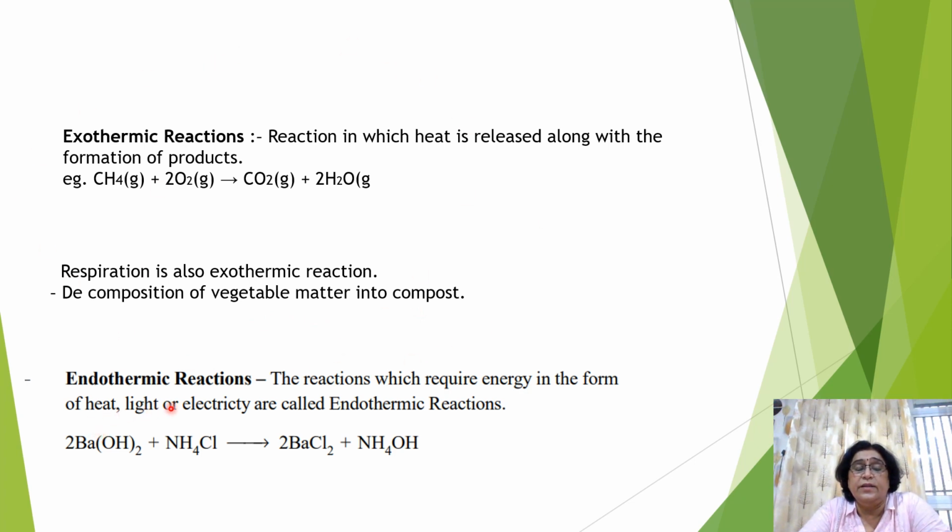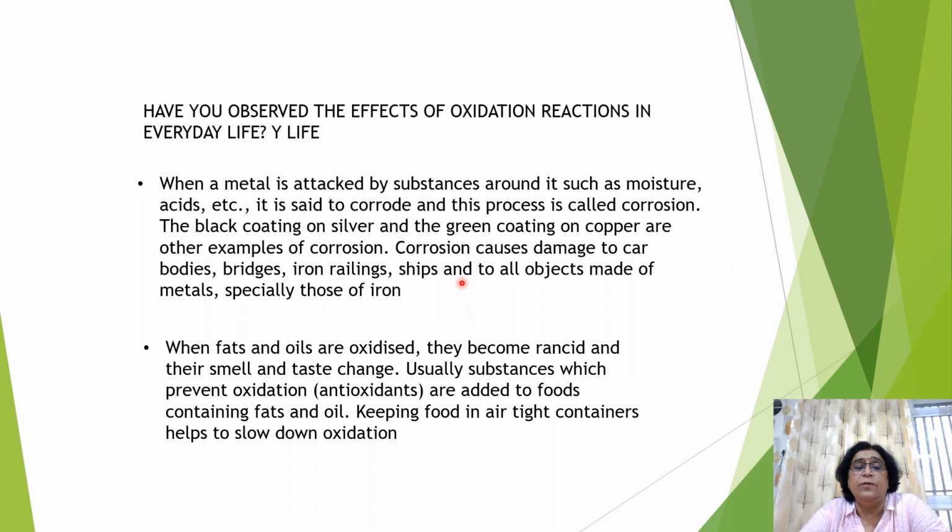Okay. The endothermic reaction is the reaction in which heat is absorbed, which requires energy to happen. So barium hydroxide plus ammonium chloride gives you barium chloride plus ammonium hydroxide. This is an endothermic reaction. So an exothermic reaction is when heat is given out, heat is released. An endothermic reaction is when heat is required or heat is absorbed. Clear?